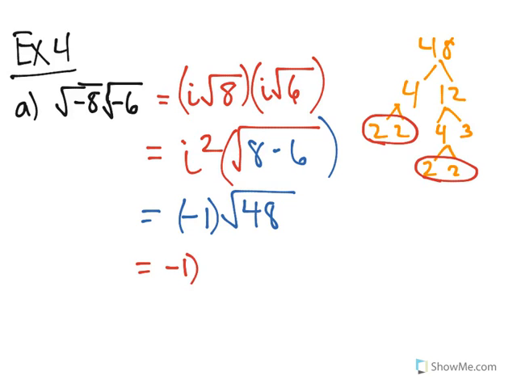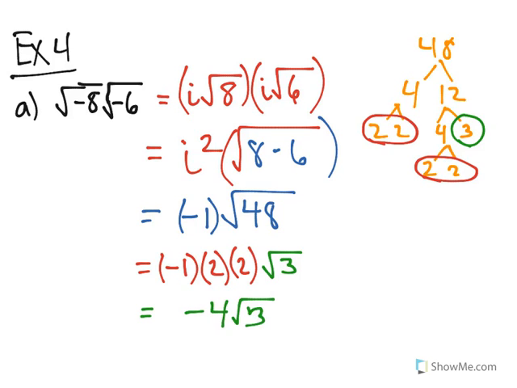So I got a negative 1 times a 2 times another 2. And notice this 3 was left over, and so it goes back underneath as a square root of 3. And then combine like terms, or multiply. And I get a negative 4 square root of 3.